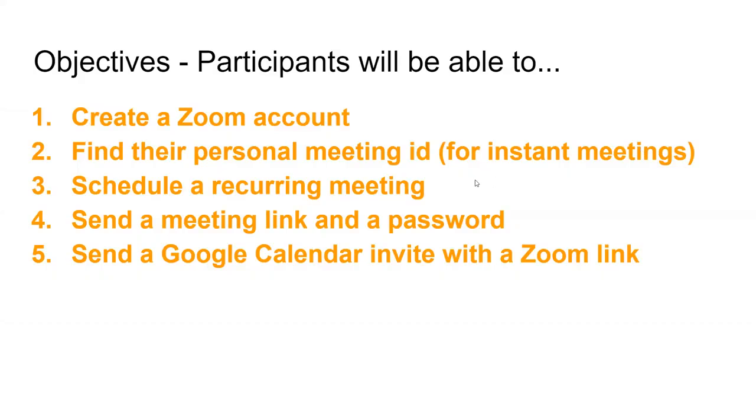Great. So now we've looked at how to create a Zoom account. We talked about the difference between a personal meeting ID for instant meetings versus a recurring meeting link. We also looked at how to find the meeting link and password and how to copy and paste it and put it into your Google Calendar invite that you can send to your learner, which will alert them as well as you before your meetings occur.